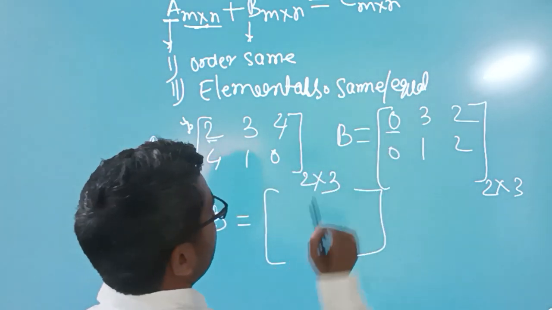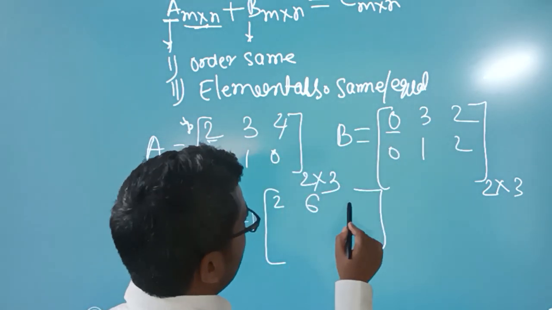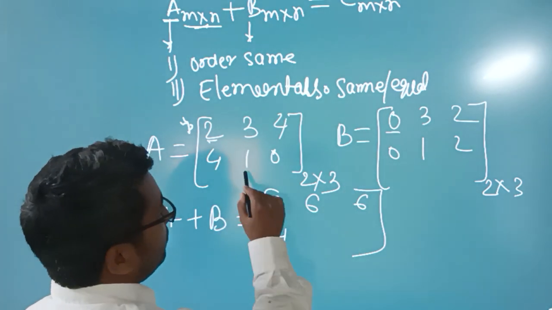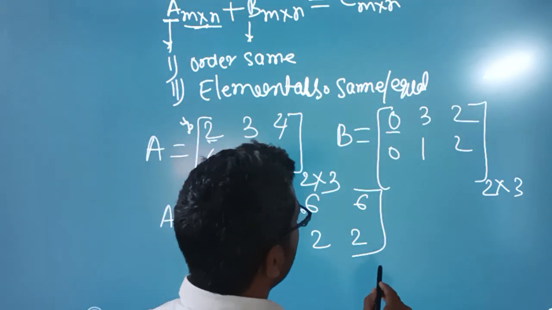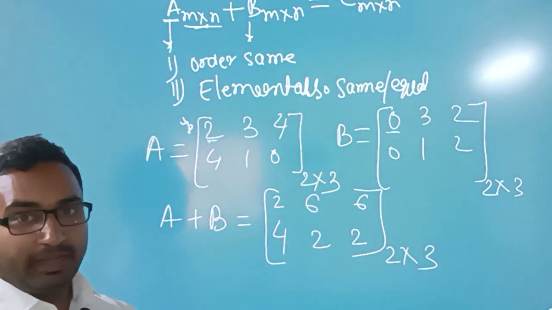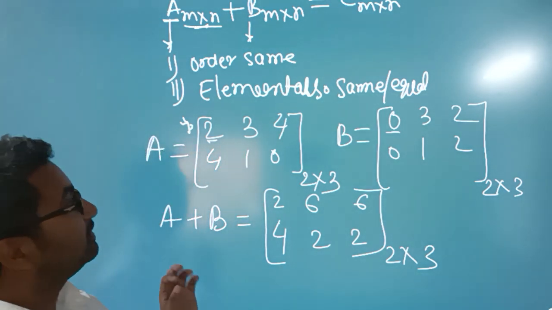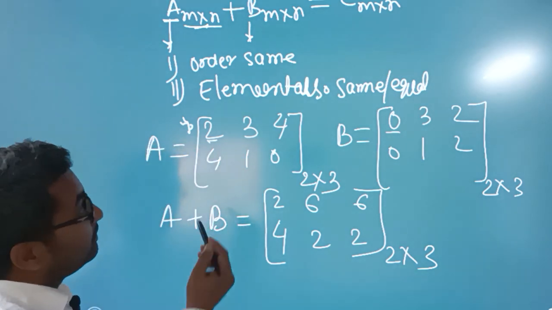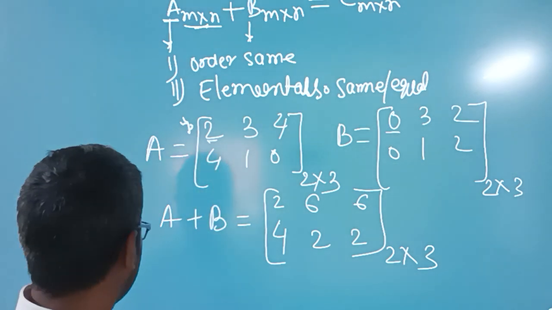So 2 plus 0 is 2, 3 plus 3 is 6, 4 plus 2 is 6, 4 plus 0 is 4, 1 plus 1 is 2, 0 plus 2 equal to 2. That is another matrix whose order is also the same, 2 cross 3. So when addition is applied to two or more matrices, the matrix order must be the same. Then we can apply any operation like addition.